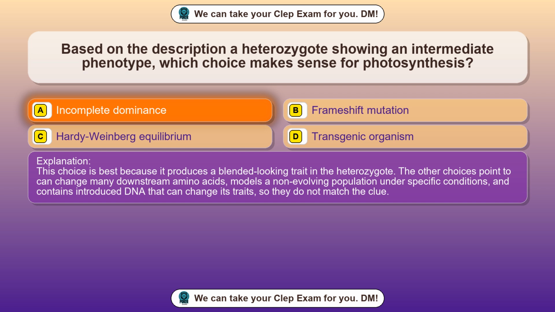This choice is best because it produces a blended-looking trait in the heterozygote. The other choices point to can change many downstream amino acids, models a non-evolving population under specific conditions, and contains introduced DNA that can change its traits, so they do not match the clue.